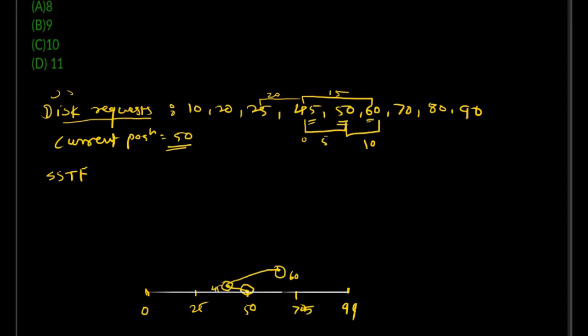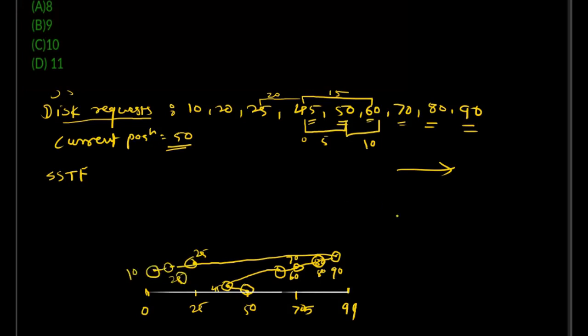From 60 to 70 it requires a distance of 10, and 60 to 25 obviously requires more distance. So it will go to 70, then from 70 it will go to 80, then from 80 it will go to 90. So these are the requests that will be processed: 60, 70, 80, 90. From 90, now these requests are processed. All the requests in this direction are processed. So now obviously it will have to go to 25 because 25 is nearer than 20. So from 90 it will travel all the way to 25, to 20, and from 20 to the final request, that is 10.